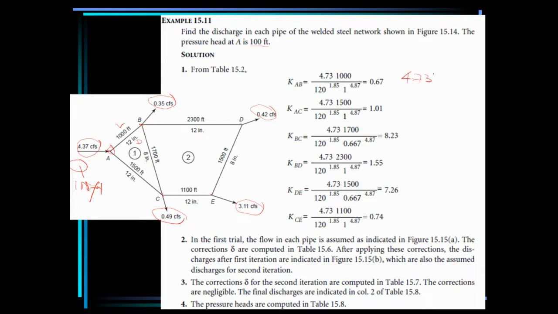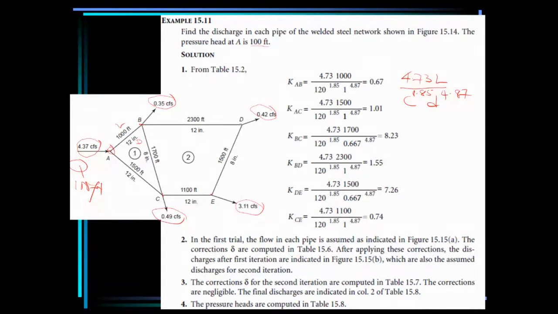So the head loss is given simply as 4.73 L divided by C, which is the coefficient of the Hazen-Williams equation, to the power of 1.85, and then D, which is the diameter, to the power of 4.87. So this is how K is computed for each pipe, meaning we can compute K without knowing the flow rate.